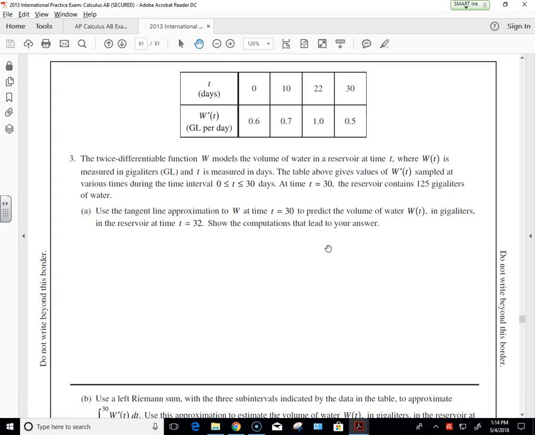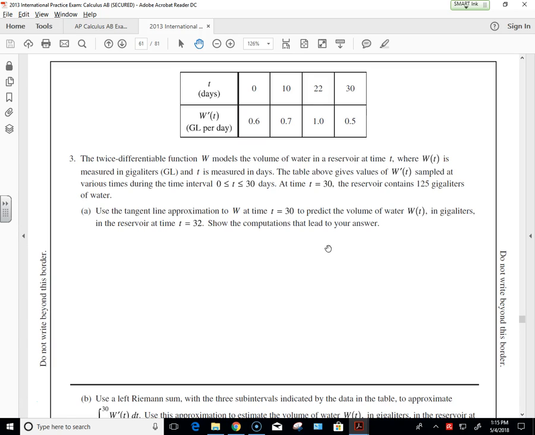Okay, water in a reservoir. They've given us selected values of W prime, which is the rate at which the water is something. Volume of water in a reservoir. Is it evaporating? Sampled. I don't know. Well, it's positive, so somehow it's increasing. So somehow the water in the reservoir is increasing, so it's coming from somewhere. They just haven't really given us much information.